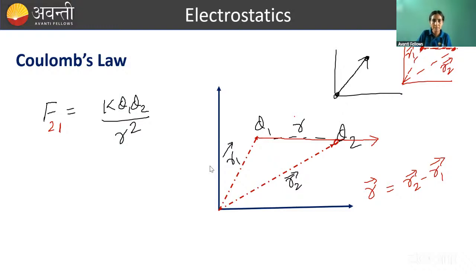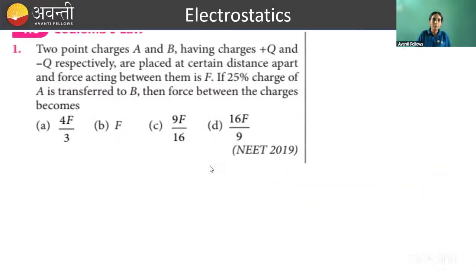So this R can be written as what? R2 minus R1. Okay? And direction of force acting on 2 because of 1 here is along R21 direction. So it is written like this. So this is how we write force in vector form. Okay? Now let's do this question.